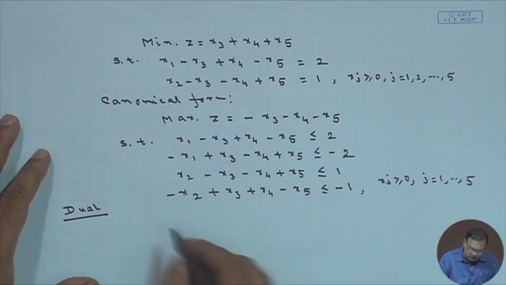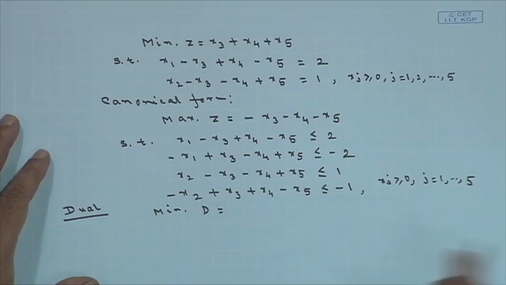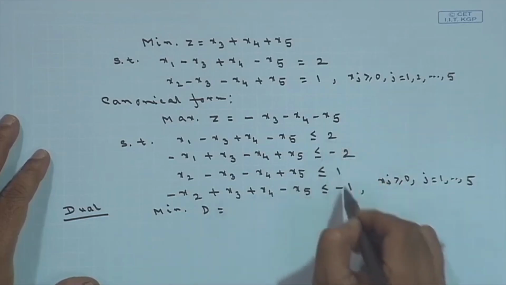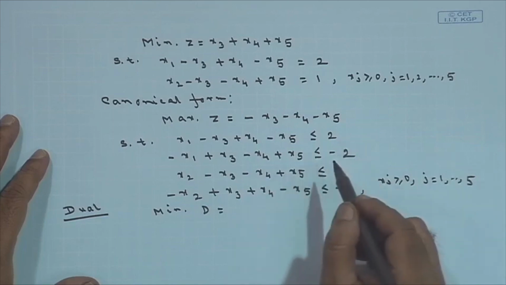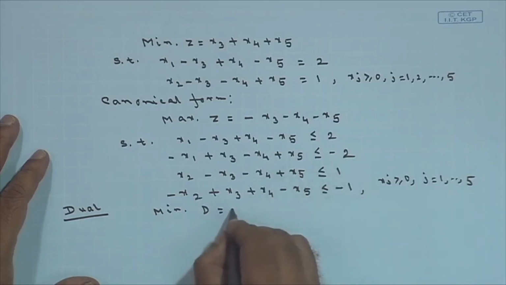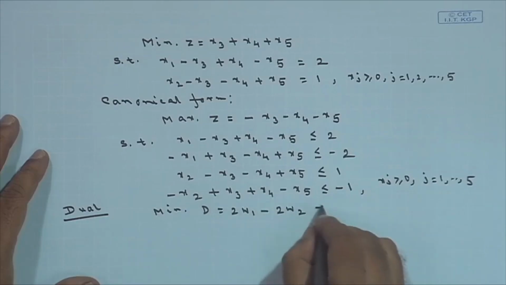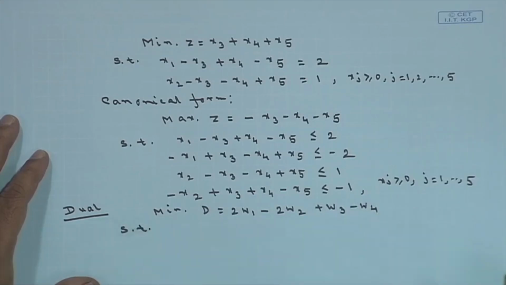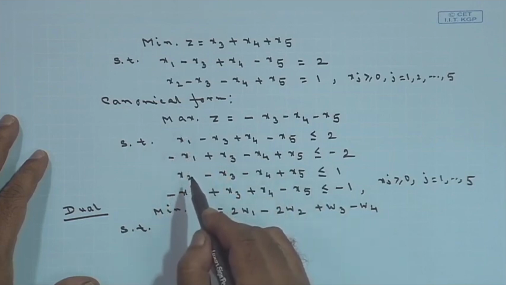So, I can write, say, minimize d equals, what I will do? This b values I have to take, because these b values will go to the objective function as coefficients of the dual variables. So, it will be 2w1 minus 2w2 plus w3 minus w4, subject to, what will happen? Subject to, first now I have to take the constraints one after another for the variables.